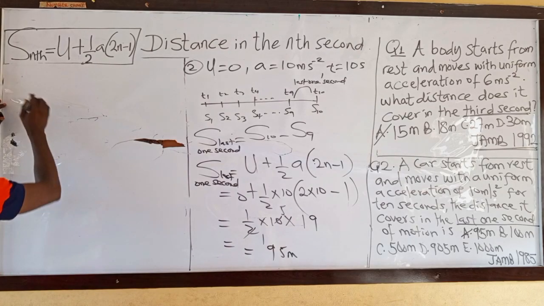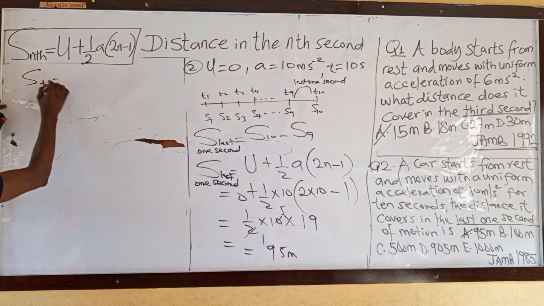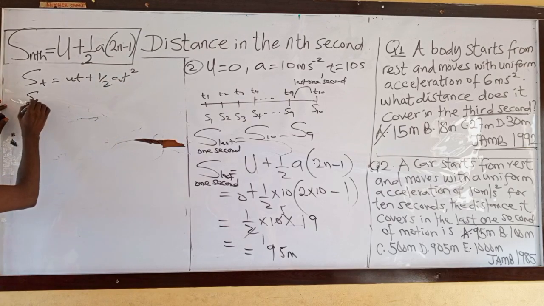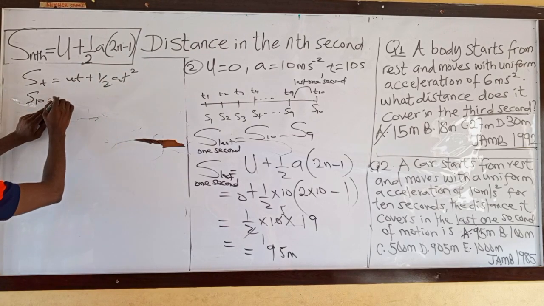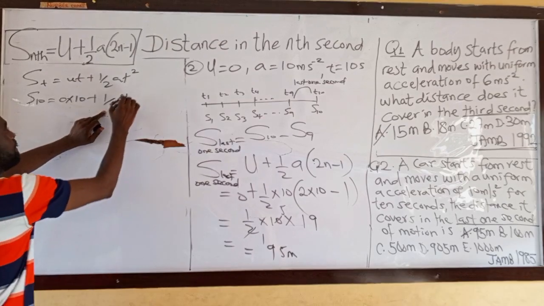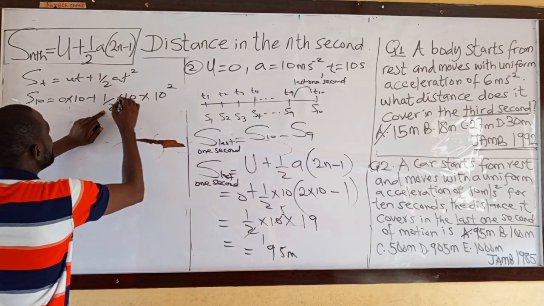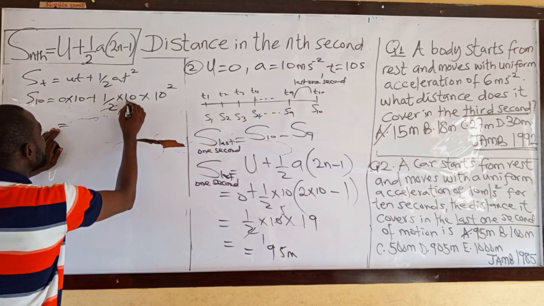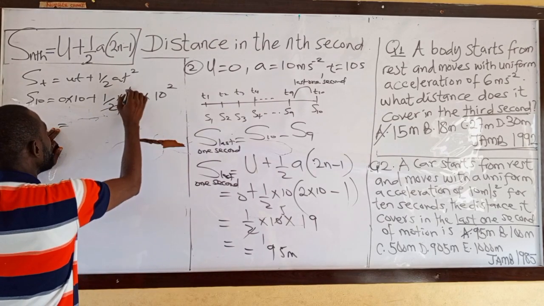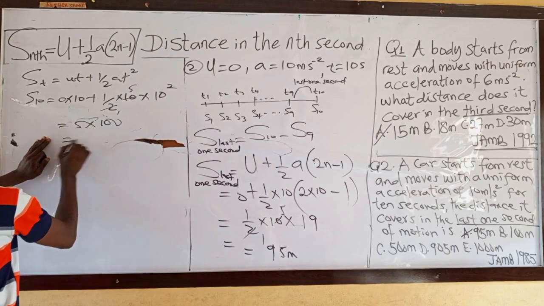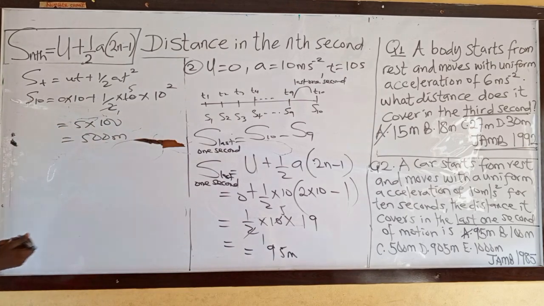We have S equals ut plus half at squared. So let us go for S10. S10 is 0 times 10 plus half times 10 times 10 squared. That is 5 times 100, which is 500 meters. So the distance in 10 seconds is 500 meters.